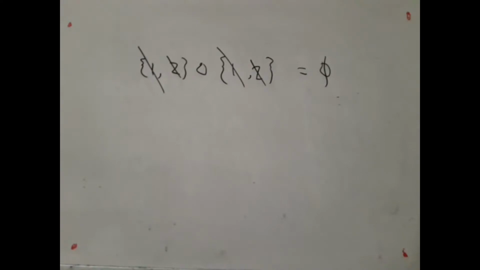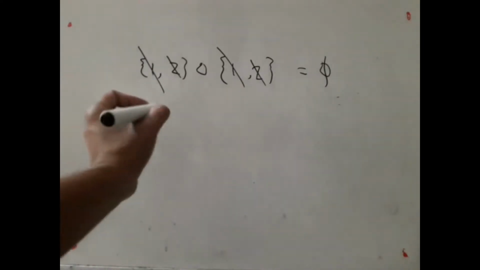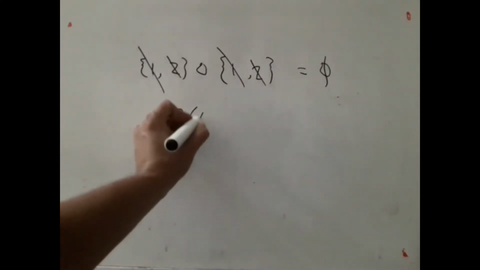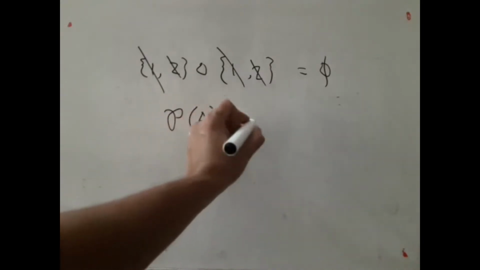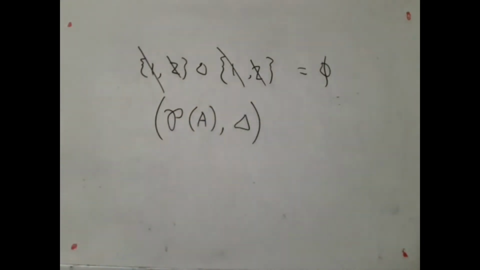And that shows that for any set A, the power set of A together with the symmetric difference operation is an Abelian group.